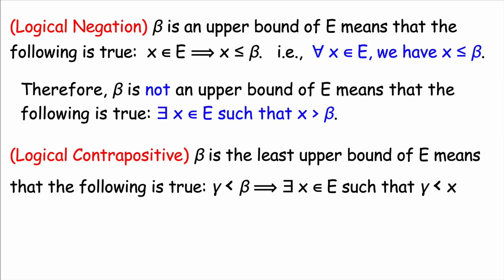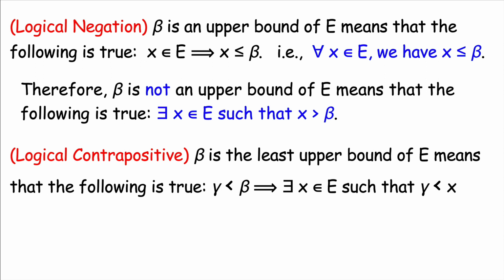The logical contrapositive of an implication is a new implication created using logical negation that is equivalent to the original implication. It means the same thing. For the definition of beta being the least upper bound of E, we have the following being true.